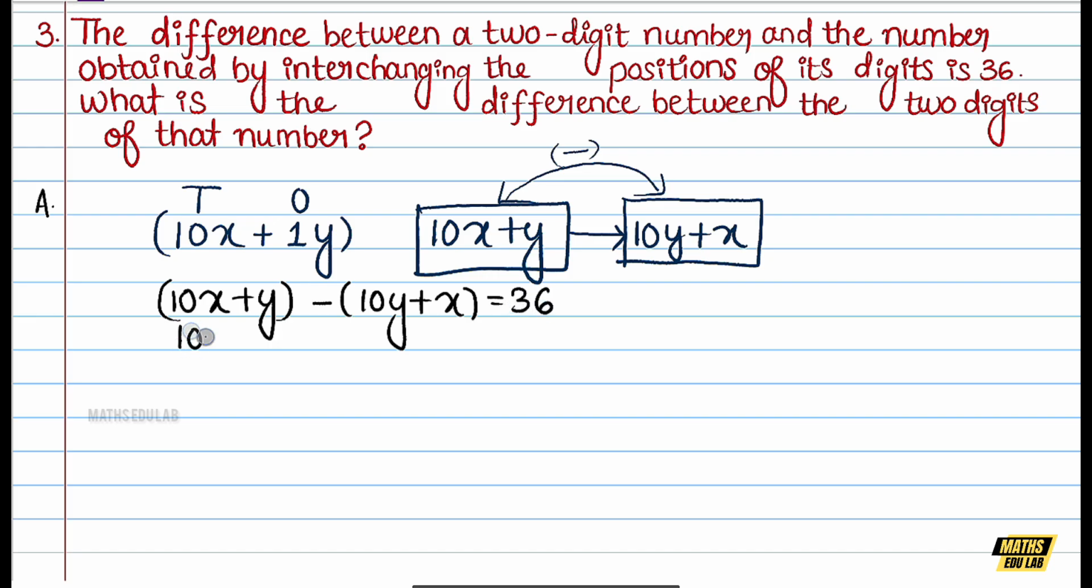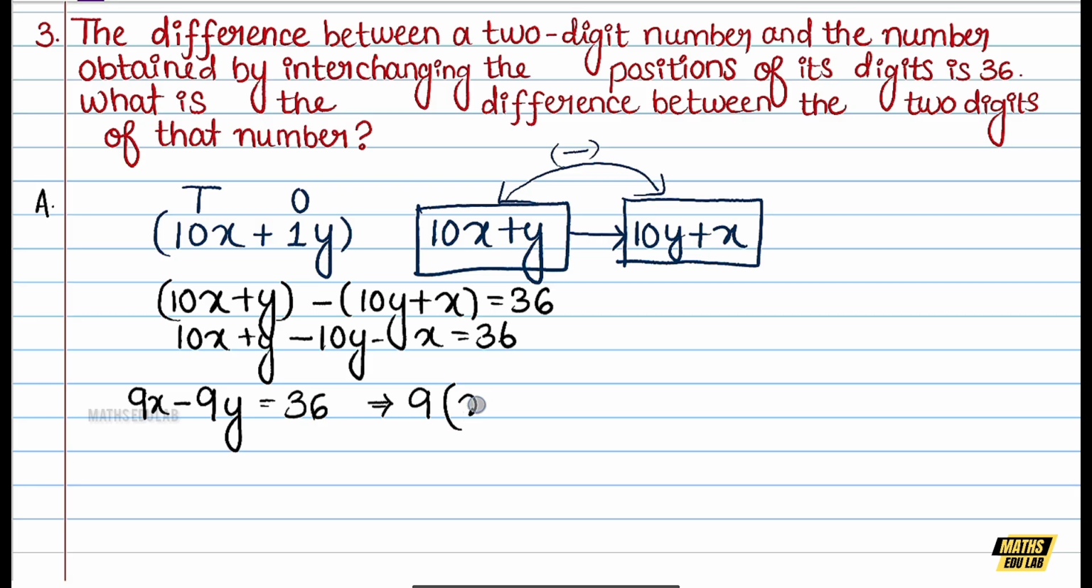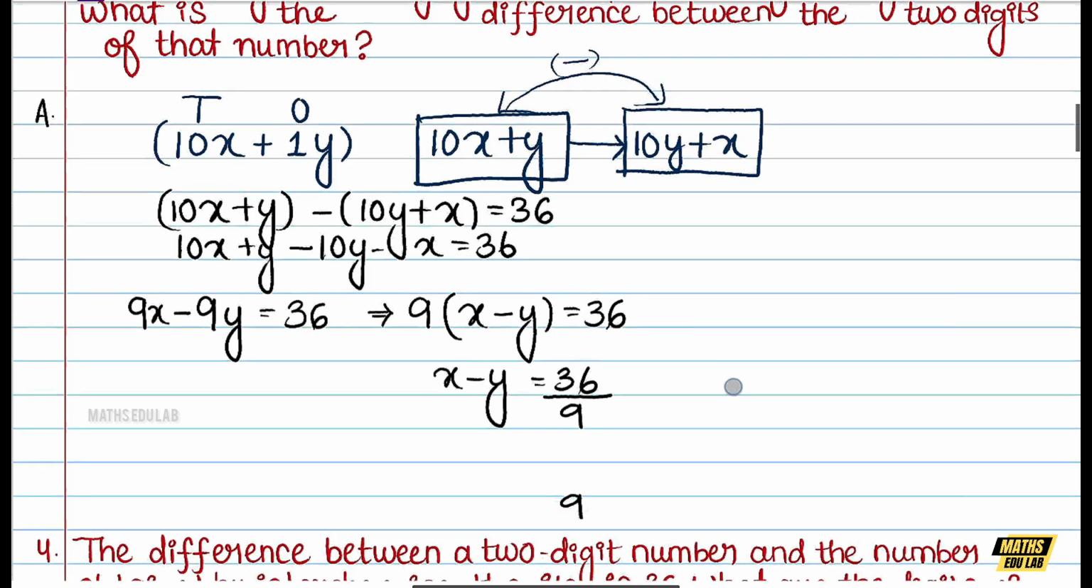So here 10x plus y minus 10y minus x is equal to 36. So 10x minus x will be 9x, and here y minus 10y will be minus 9y, which is equal to 36. On taking the common 9 out, we write it as 9 times (x minus y) is equal to 36. Then x minus y is equal to 36 by 9. Then the x minus y value is equal to 4.